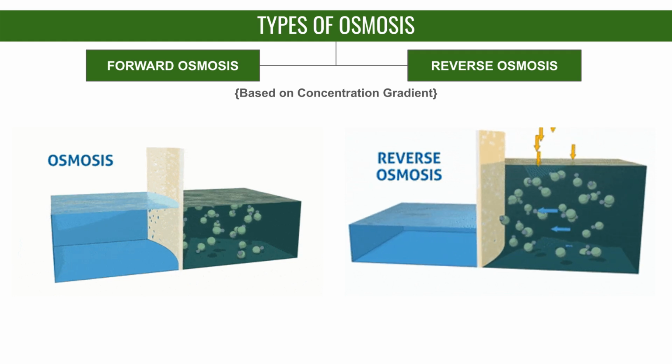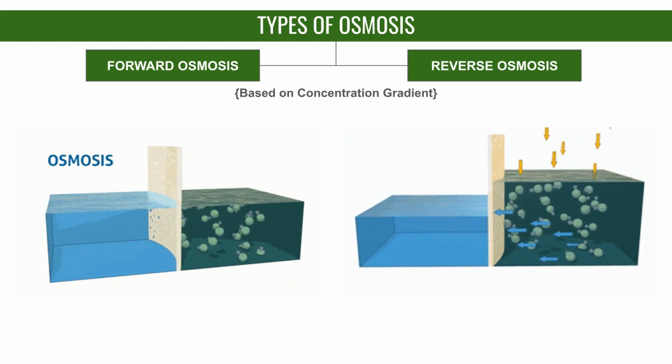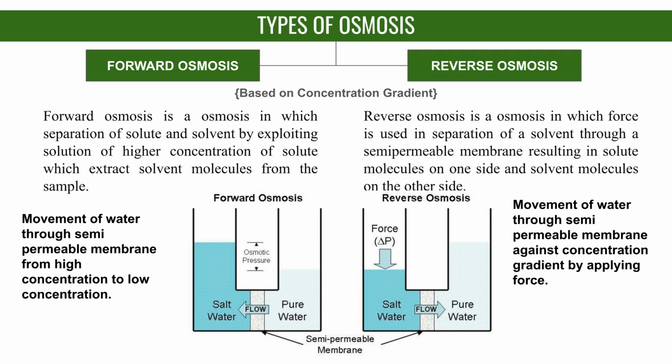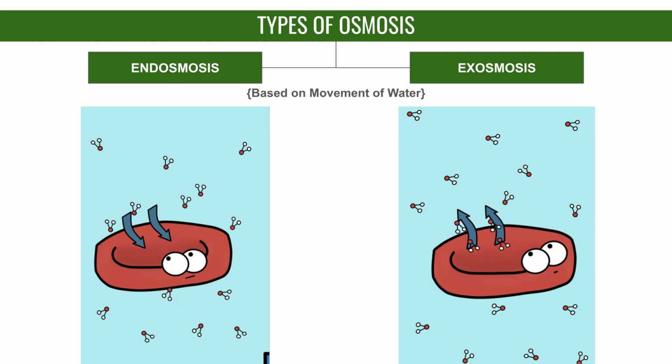Osmosis can be categorized into forward osmosis and reverse osmosis based on the concentration gradient. Forward osmosis separates solute and solvent using a higher concentration solution to extract solvent molecules. Reverse osmosis uses force to separate a solvent through a semi-permeable membrane based on the movement of water.